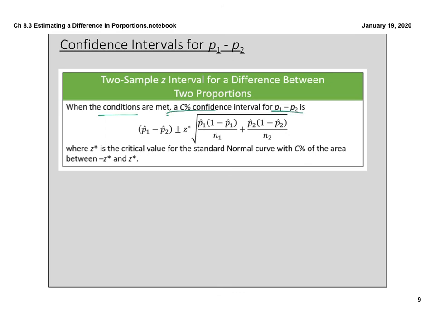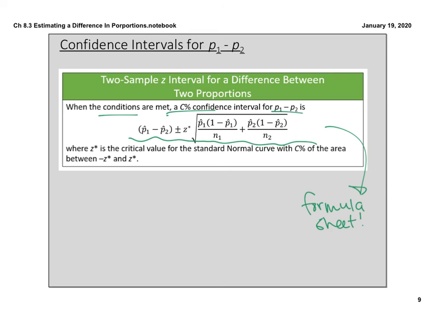So here is the formula, once again, for when all the conditions are met, a C confidence interval for the difference between proportions looks like this. And one more time, this is going to be given to you on the formula sheet. So you don't have to have this equation memorized. You just have to know where to apply it. That's the biggest piece, okay?